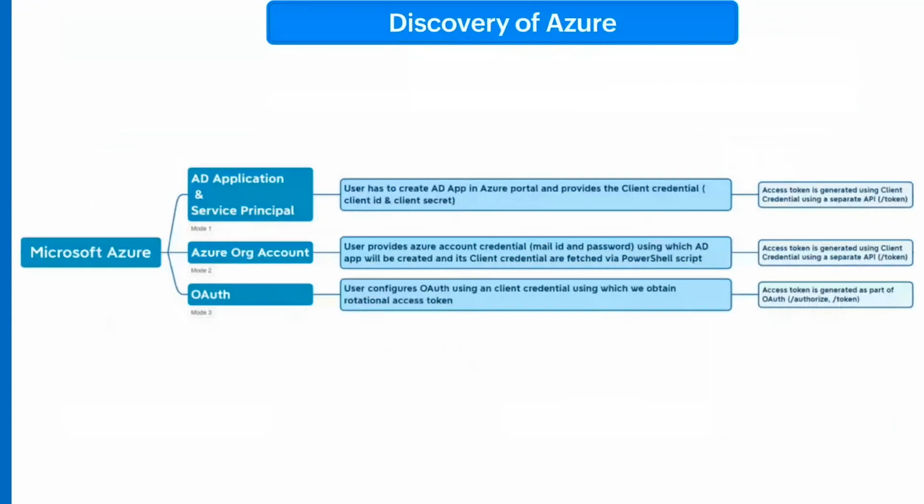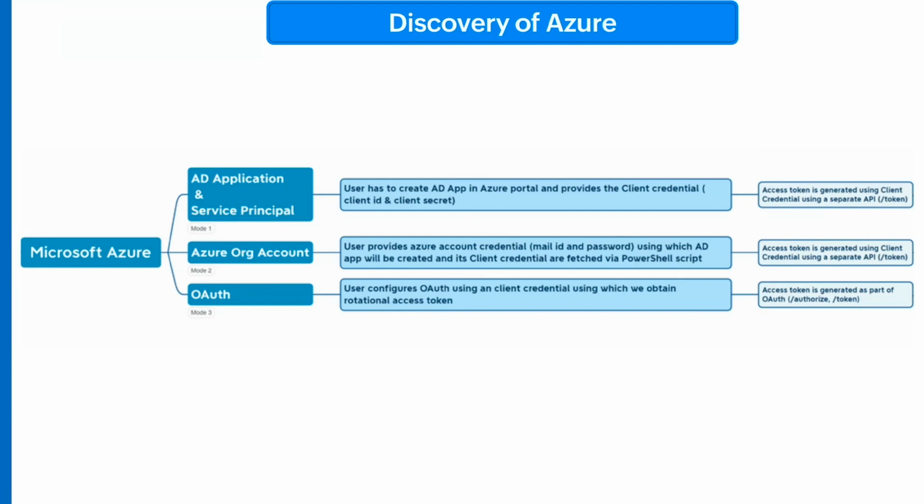So now we'll be discussing how we can discover the Azure in Applications Manager. Since it is an agentless monitoring, we are using three different modes to fetch the Azure information. The first mode we'll be using is AD application and service principal. So here we'll be creating an AD application in Azure portal, and from there, we'll be fetching the client credentials like client ID, tenant ID, client secret, by which we'll discover the Azure.